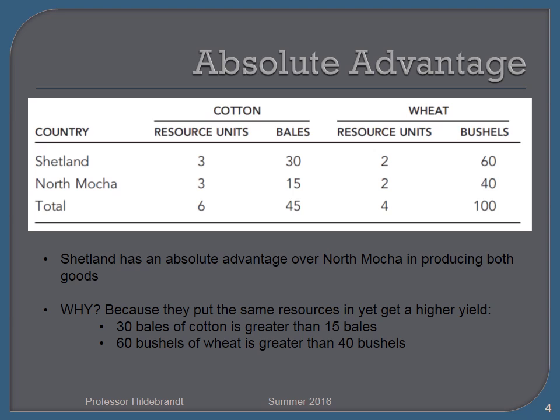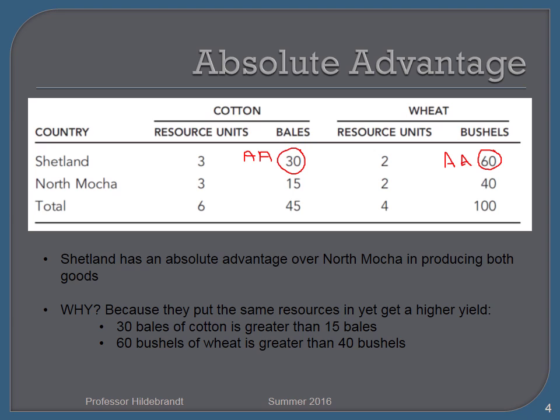Hopefully, you figured out that Shetland has an absolute advantage over North Mocha in producing both of our goods. Why? Because again, they're putting the same resources in, yet they're getting a higher yield. Both countries put 3 resource units into cotton. Shetland gets 30 bales out, North Mocha only 15. 30 is greater than 15, and therefore we would say this is an absolute advantage. Then when we look at wheat, both countries put in 2 units. Shetland gets 60, North Mocha only 40. So again, they have that absolute advantage over North Mocha.